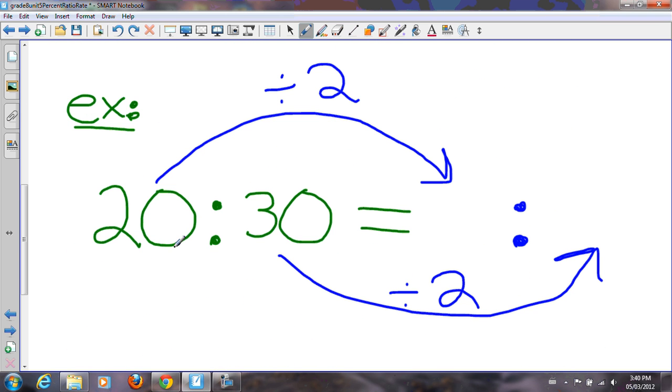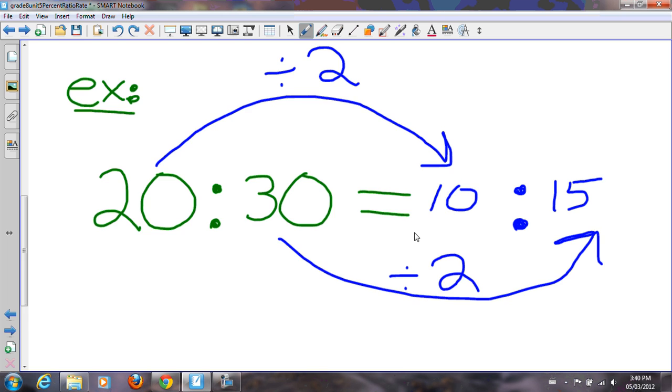Again, if I wanted to, I could divide it by 2, because we know we can divide both of these by 2 because they're even numbers. And I'll end up with 10, because 20 divided by 2 is 10, and 30 divided by 2 is 15. So that's another equivalent ratio just by dividing.